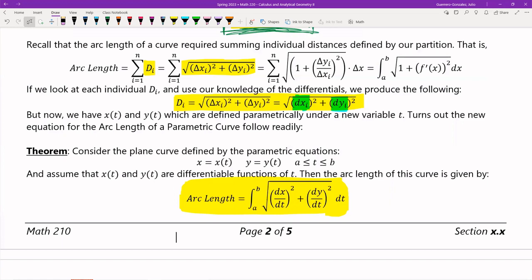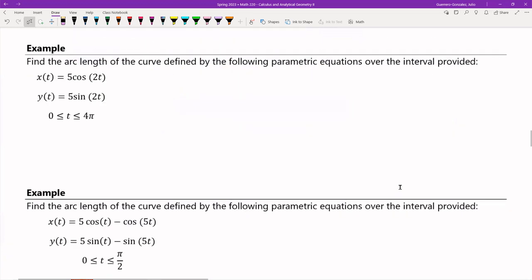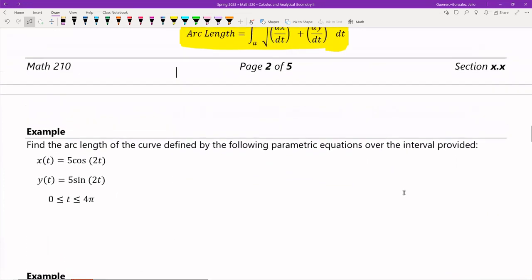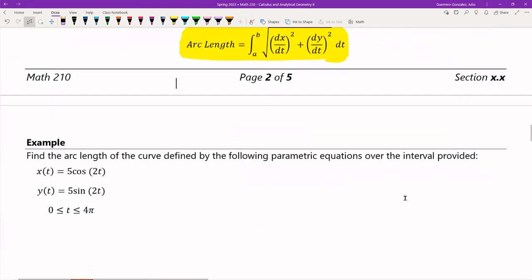Let me keep that equation up here. Find the arc length of the curve defined by the following parametric equations over the interval provided.